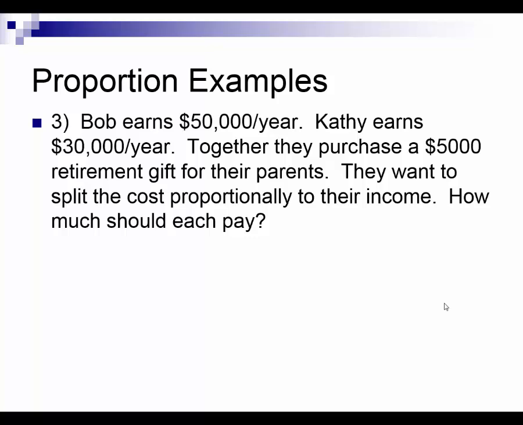Another proportion example. In this one, Bob earns $50,000 a year, Kathy earns $30,000 a year. Together, they purchase a $5,000 retirement gift for their parents. They want to split the cost proportionally to their income. How much should they each pay? So it's a proportion problem.